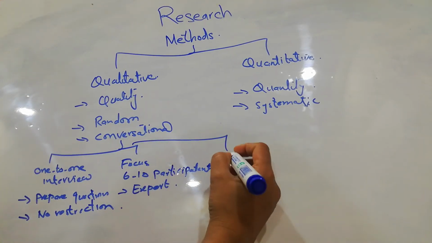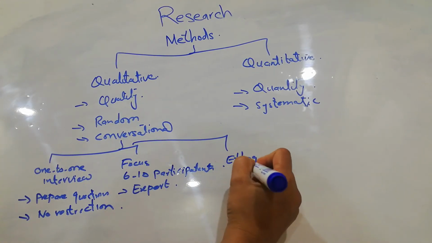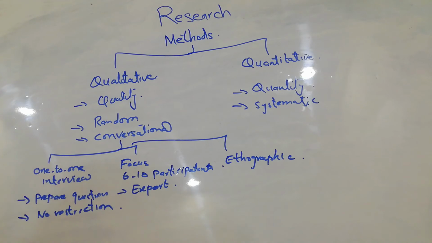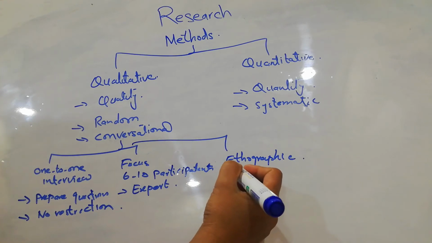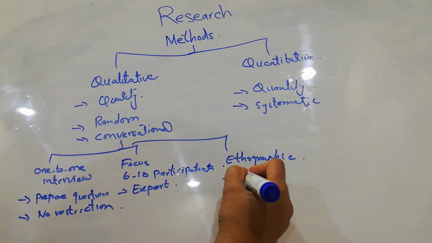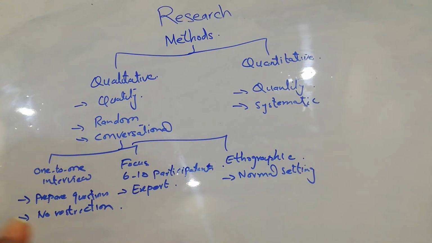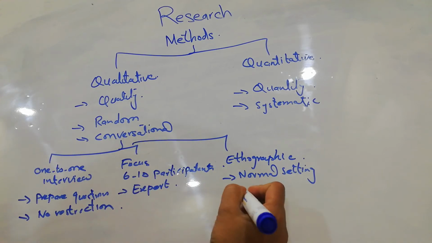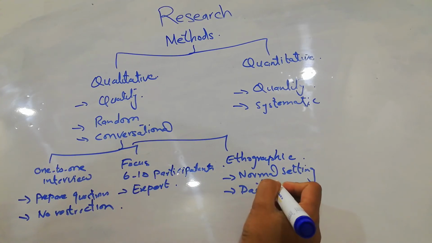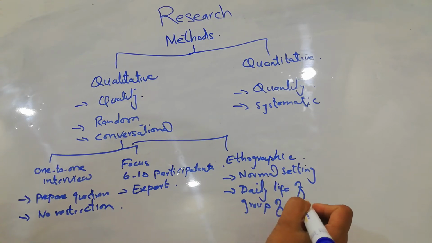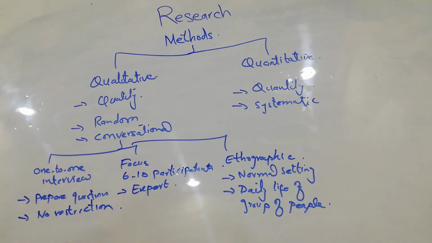Then the next type is ethnographic research. In this case, instead of conducting interviews, a researcher experiences the normal settings and daily life of the participants. Here, you basically understand the daily life routine of a group of people, and then on the basis of their daily life routine you make a judgment about the issue.